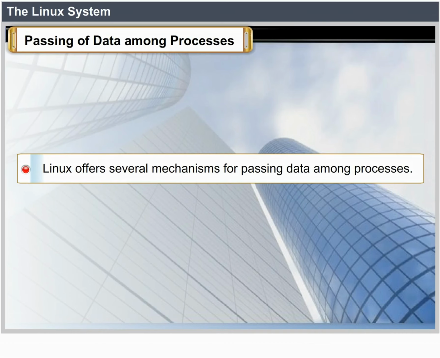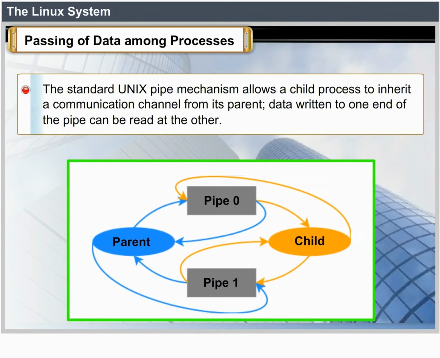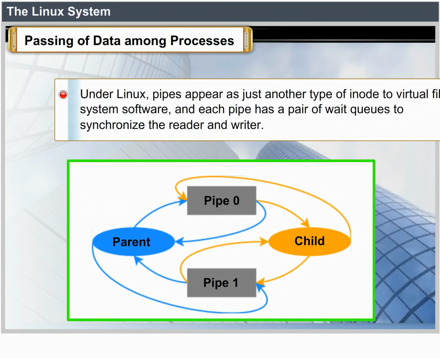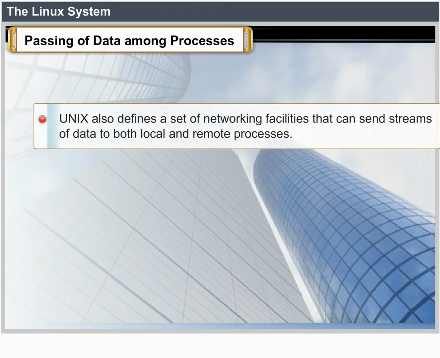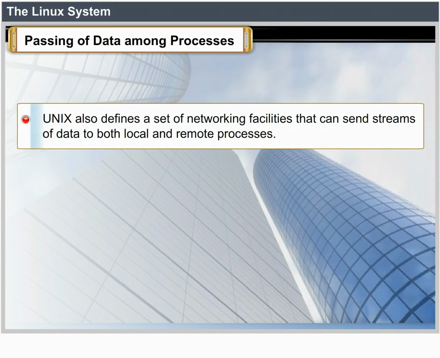The standard Unix pipe mechanism allows a child process to inherit a communication channel from its parent. Data written to one end of the pipe can be read at the other. Under Linux, pipes appear as just another type of inode to virtual file system software, and each pipe has a pair of wait queues to synchronize the reader and writer. Unix also defines a set of networking facilities that can send streams of data to both local and remote processes.